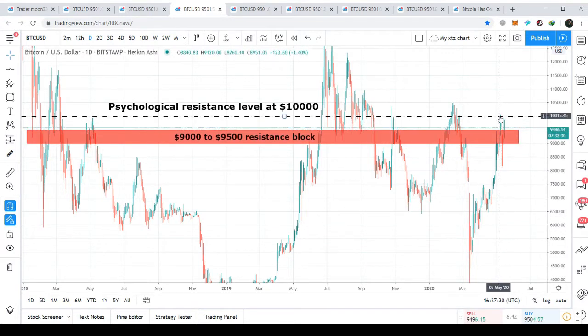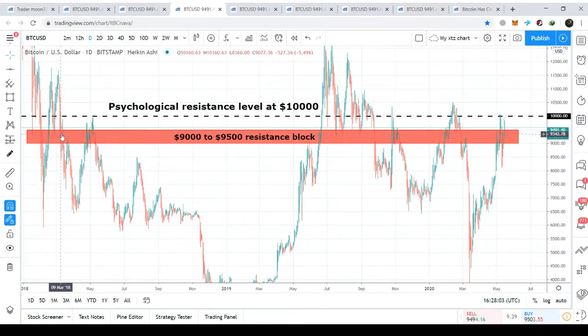Then we have the strongest psychological resistance level of $10,000. But in my point of view, this resistance block of $9,000 up to $9,500 is more important. If we look at the past history, the price action has been testing this level as resistance and as support, and more so than $10,000. For example, here it has retested this level. Here it has retested this level.